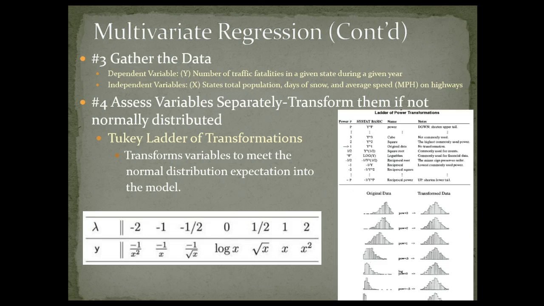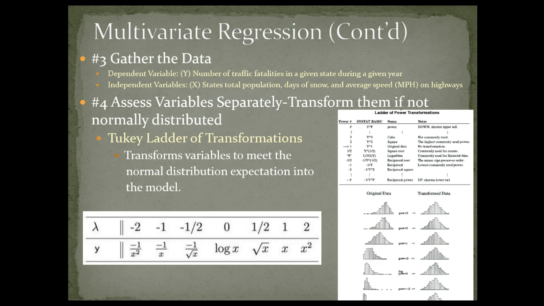Next, step 4 is we assess variables separately, and then we transform them if they're not normally distributed. Sometimes, or a lot of times in the financial markets, our predictors aren't going to be normally distributed. So, in order to satisfy one of the requirements for multivariate regression, it needs to be as close to normally distributed as possible. And in order to do that, we have a tool called the Tukey ladder of transformations, which transforms variables to meet the normal distribution expectation that the model requires.